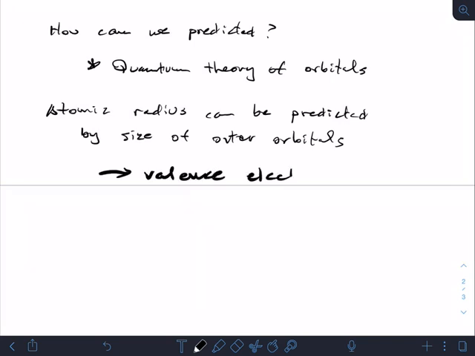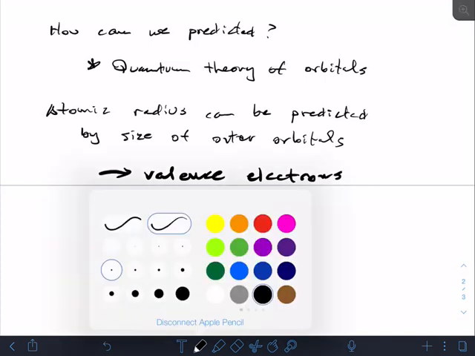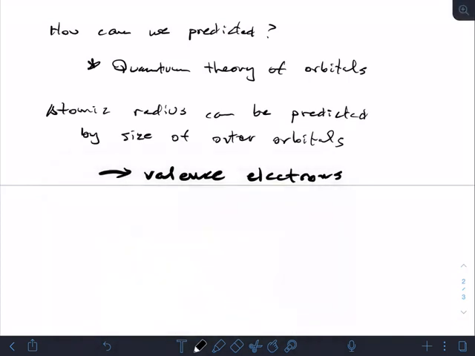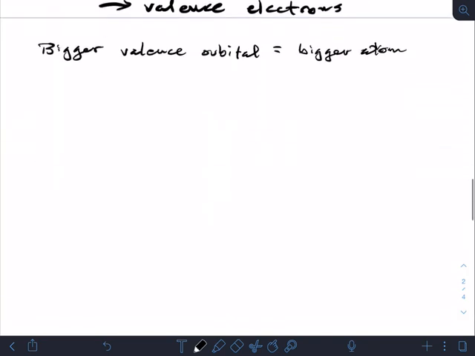Importance of this is, so we are talking about the valence electrons, and I think I just switched to too thick of an ink. Let's try the one in between. Okay. All right, so basically the idea is that the bigger the valence orbital, the bigger the atom. Okay?